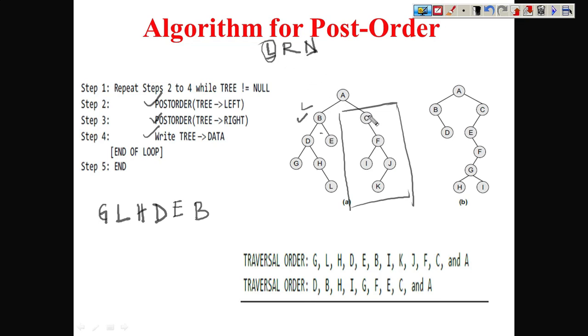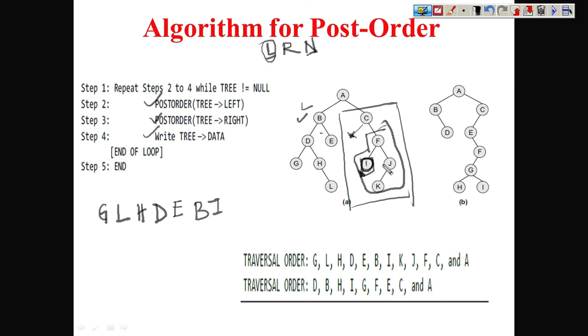So here you can go to left, there is no left, so you go to right. Now when you go to right, in the right again this is your root, you go to left. Sorry, in the left we have I, and in the I, when you go further, this is the only node, so you print it here.